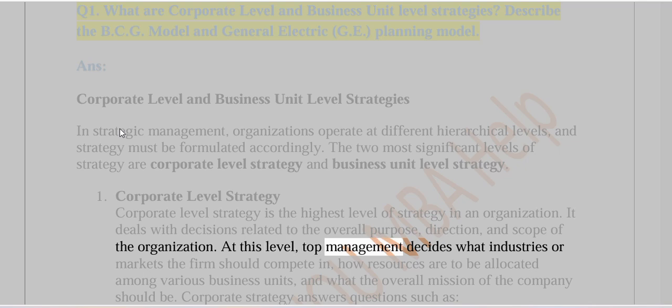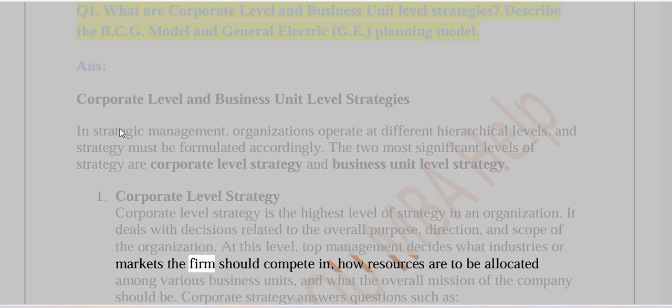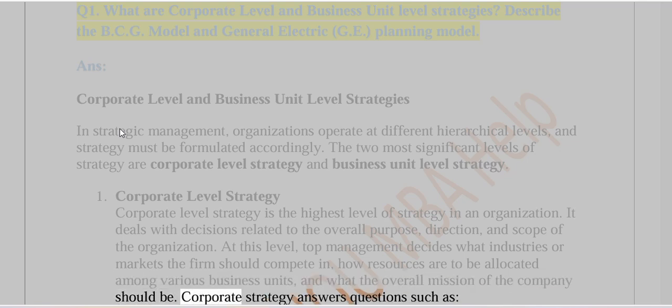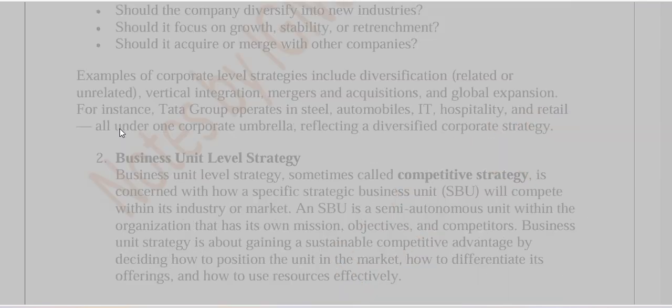At this level, top management decides what industries or markets the firm should compete in, how resources are to be allocated among various business units, and what the overall mission of the company should be. Corporate strategy answers questions such as, should the company diversify into new industries? Should it focus on growth, stability, or retrenchment? Should it acquire or merge with other companies?